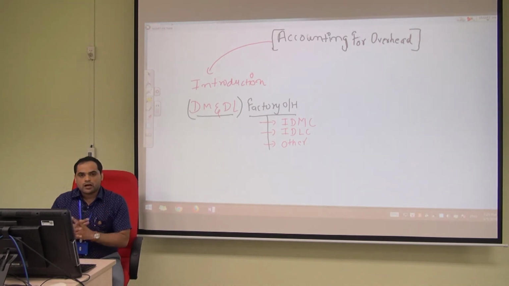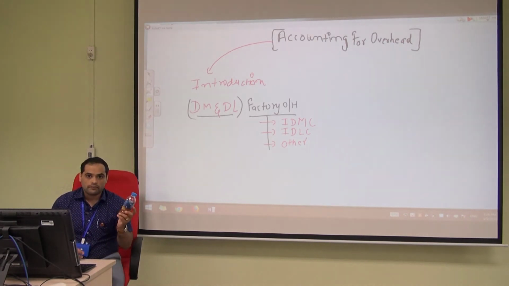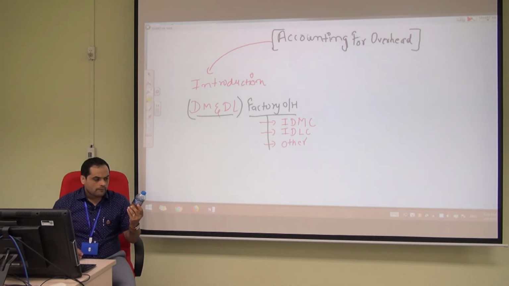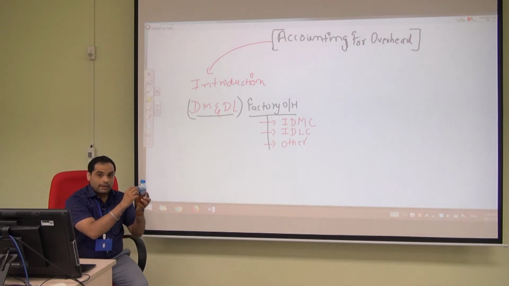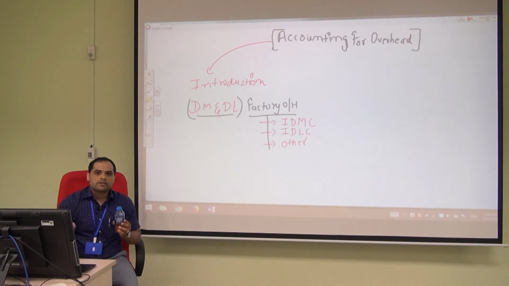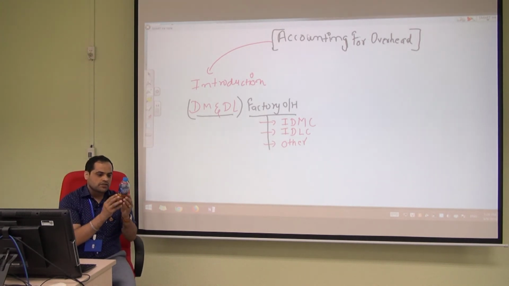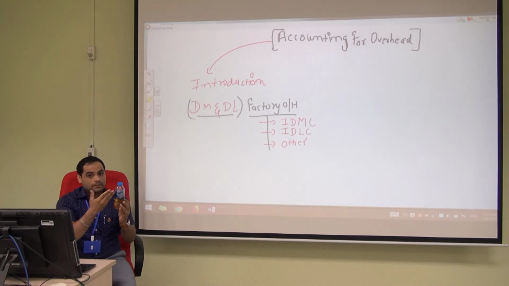Alright. Another example of indirect material, for example, here is a water bottle. In this water bottle, here is a label. So a company uses some kinds of glue to stick that label. So that glue is an example of indirect material cost. Alright, because the main material for this product of course is the water and the plastic.